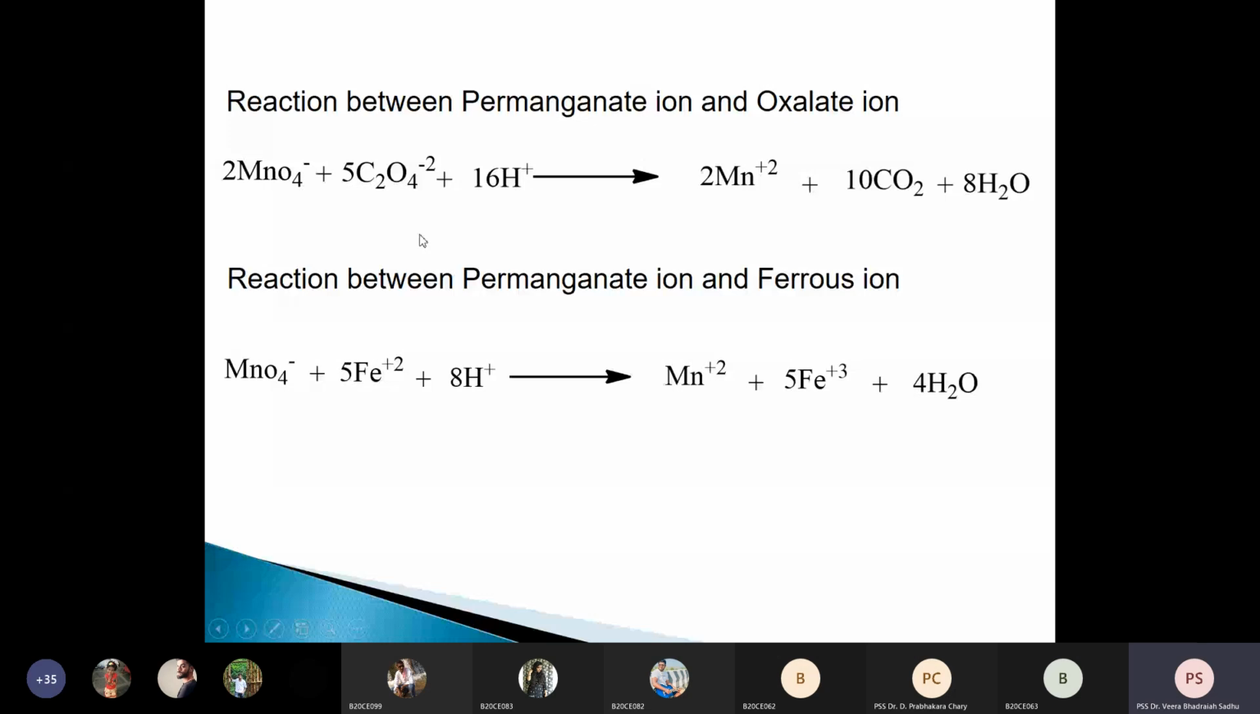Okay, so you need to remember these numbers of moles, because you will substitute these values in the formula which we have already used in the previous titrations. So M1V1 by N1 is equal to M2V2 by N2. Here, in this case, N1 and N2 are 2 and 5. In the ferrous ion case, N1 is 1 and N2 is 5 moles.